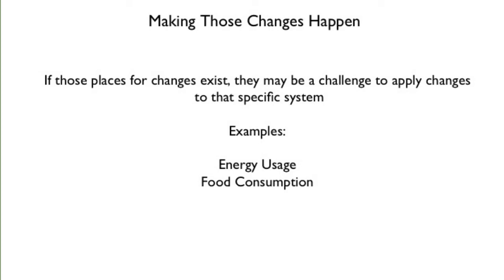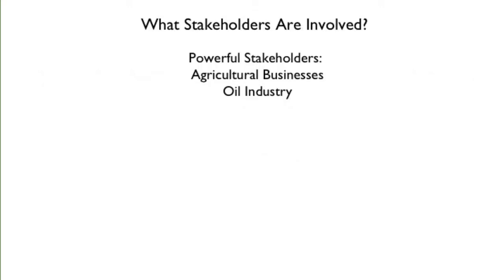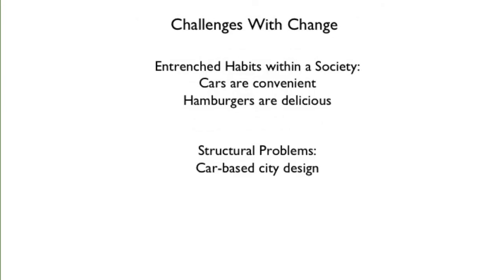Changing patterns of food consumption or energy use at the societal level run right up against the interests of some of the most powerful stakeholders in global society: agribusinesses and the oil industry. And there is a lot of money at stake. And it's not much better with the diffuse stakeholders called the general population, where you're up against the entrenched habits within a society. Cars are convenient, hamburgers are delicious, and structural problems, such as the fact that many American cities have been built around the idea of individual car travel. That's the way that most people get around most of the time.